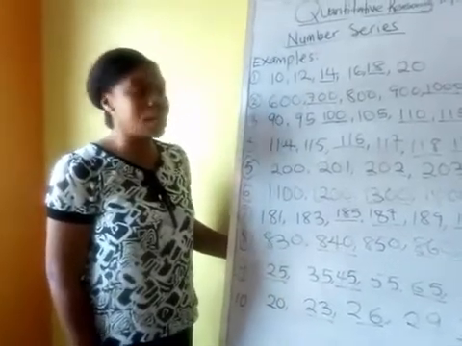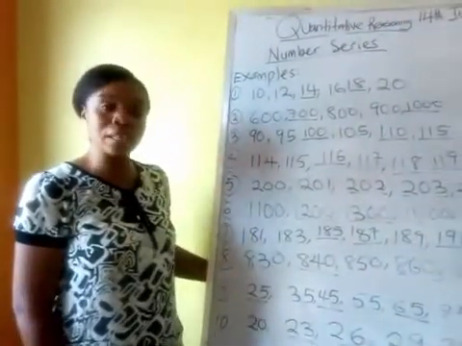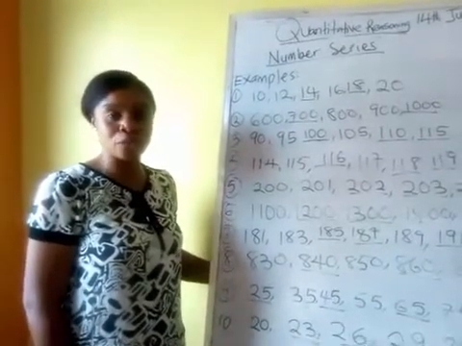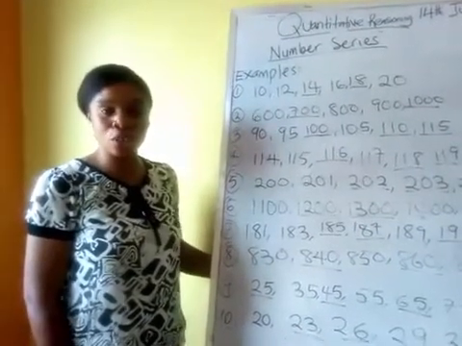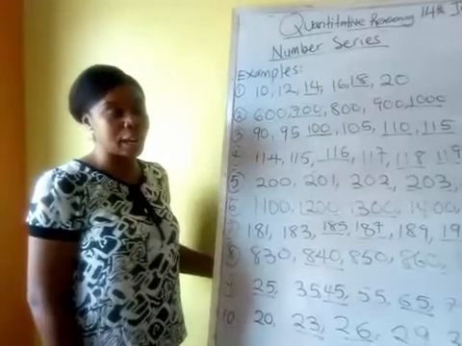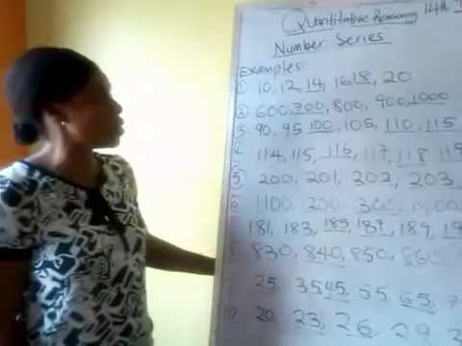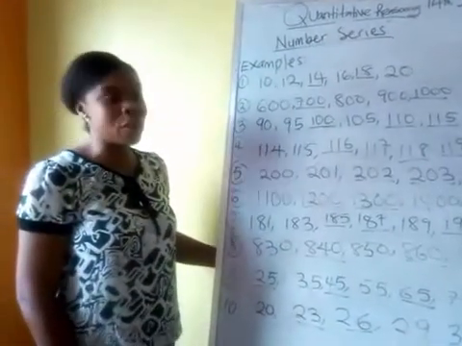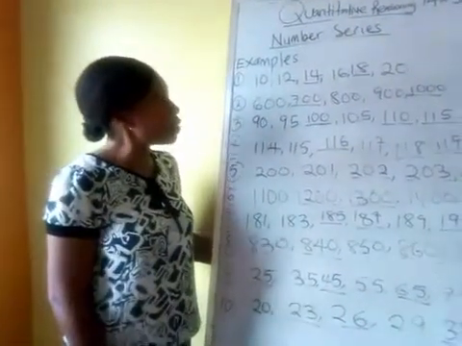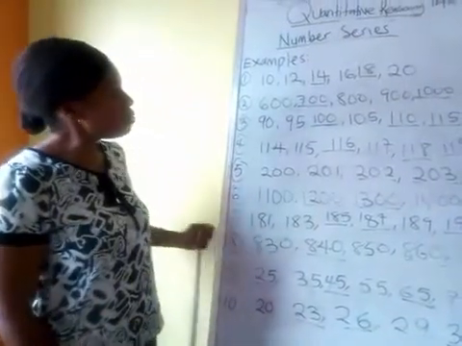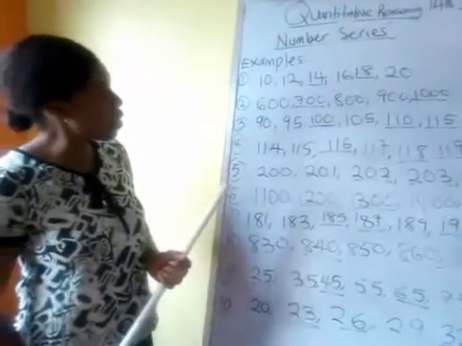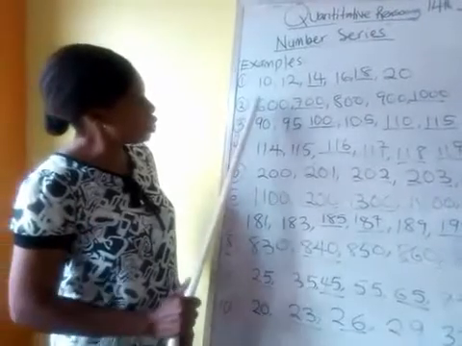Number series. In our previous lessons, we learned about operations, which include addition, subtraction, multiplication, and division. But in this lesson, we're considering number series. Numbers are arranged in various patterns. Now, we have examples on the board. The first example is these numbers arranged in this pattern.